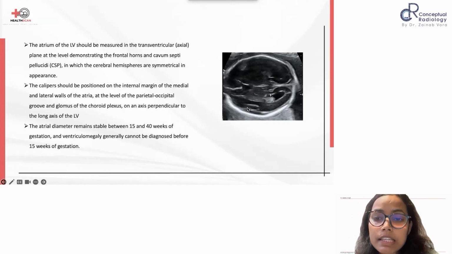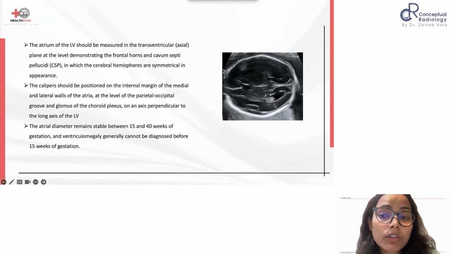Laterally what you are seeing here is the Sylvian fissure. This dip, this is diamond shaped. This dip is the parieto-occipital sulcus. So what is its significance in the transventricular plane? We measure the width of the atrium at the level of the transventricular plane.